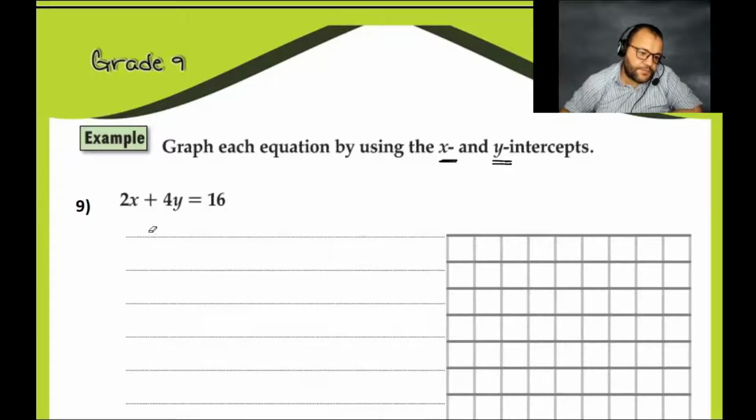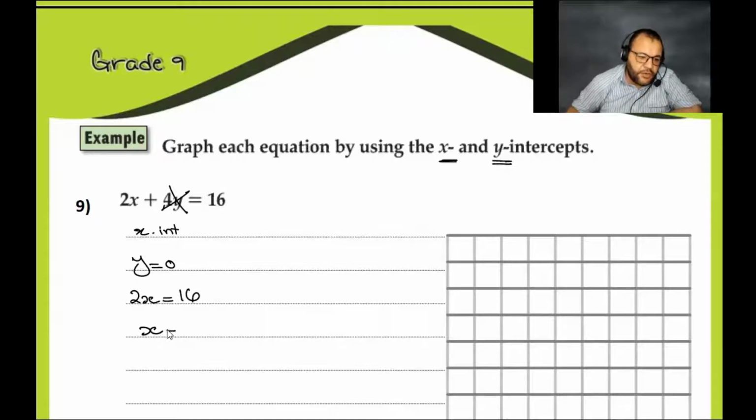Since we have to find the x-intercept, we replace y with 0 when y equals 0. When y equals 0, it means you remove y, so only the x term remains. Now it would be 2x equals 16, which will be x equal to 8.